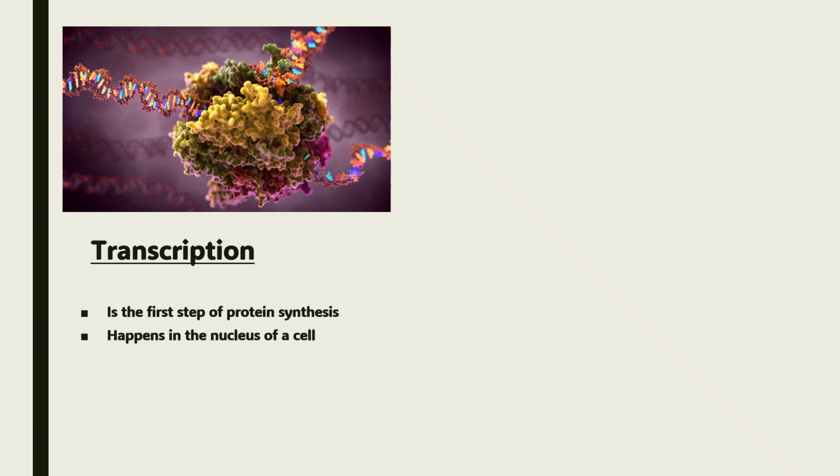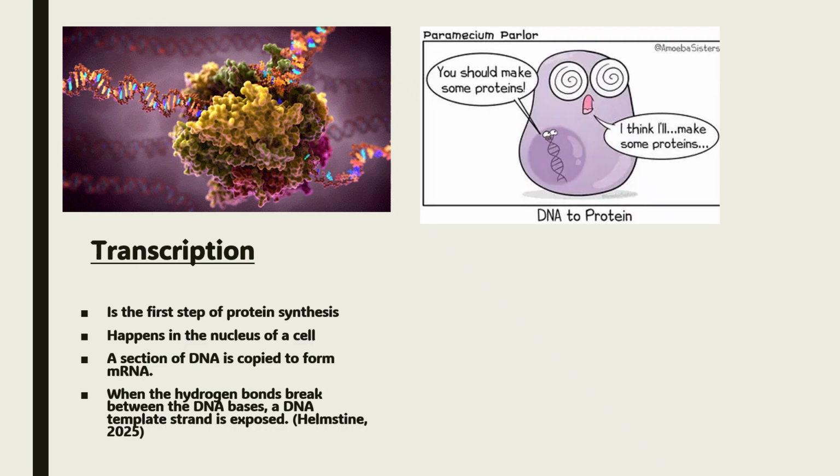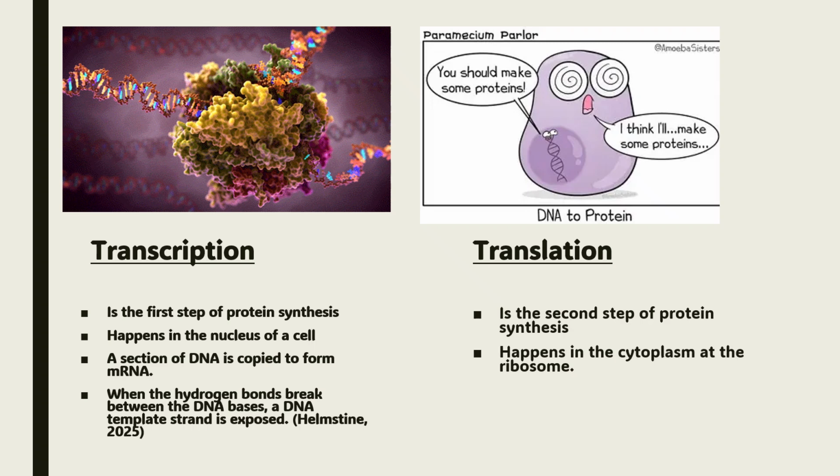Protein synthesis has two main steps, transcription and translation. This is a basic explanation of each. Transcription is the first step of protein synthesis and translation is the second. Transcription happens in the nucleus of a cell where a copy of DNA is formed to make mRNA. The hydrogen bonds break between the DNA bases, and this is where a DNA template strand is exposed. Translation takes place in the cytoplasm, at a ribosome, and the mRNA codons are read.